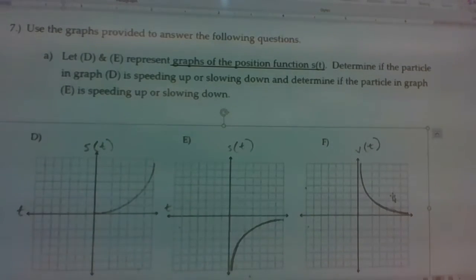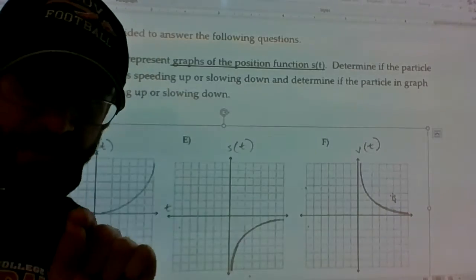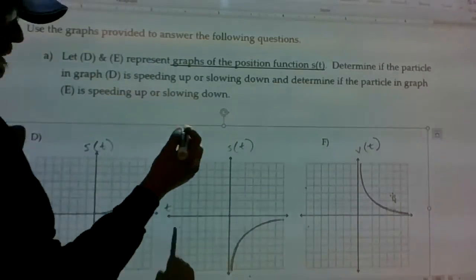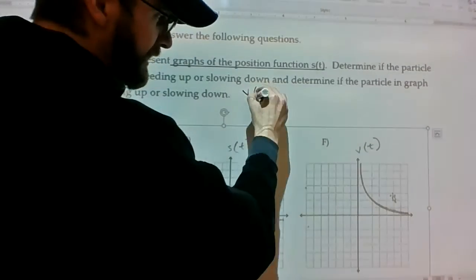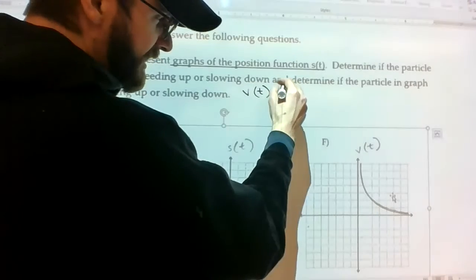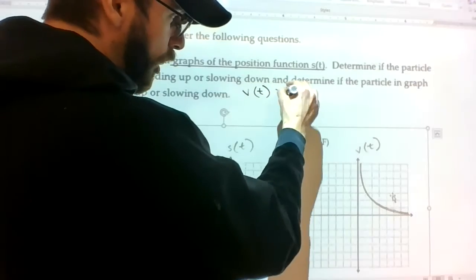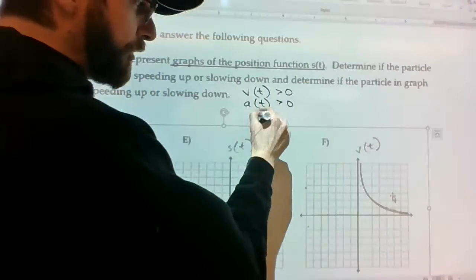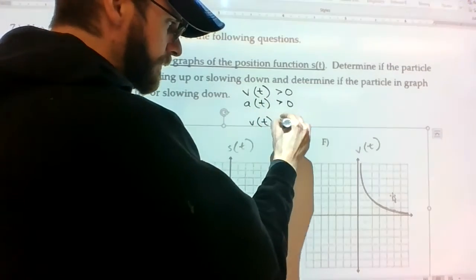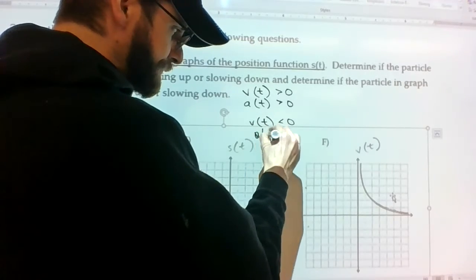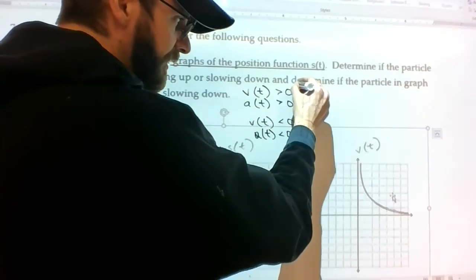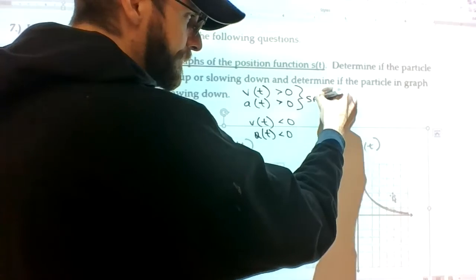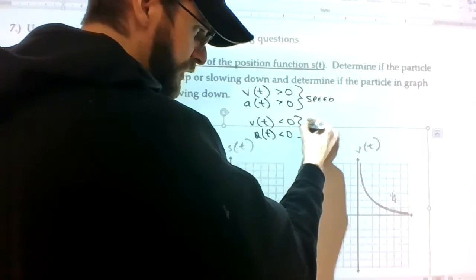So I talked about speeding up and slowing down as if the velocity and the acceleration are both positive, or if they're both negative, this would be speeding up. This would also be speeding up.